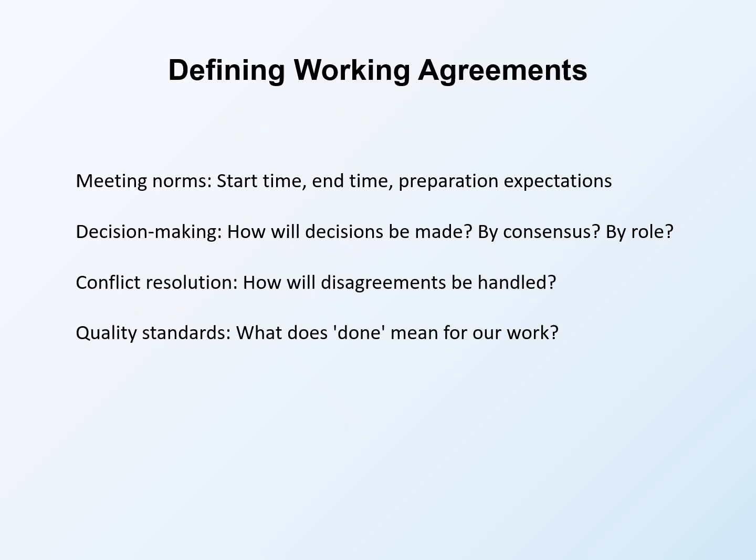For conflict resolution, how will disagreements be handled? This is crucial. All teams have conflict. Healthy teams have agreed upon ways to work through it. And for quality standards, what does done mean for our work? When can we say a task is complete? Having a shared definition of done prevents arguments later about whether work meets expectations.